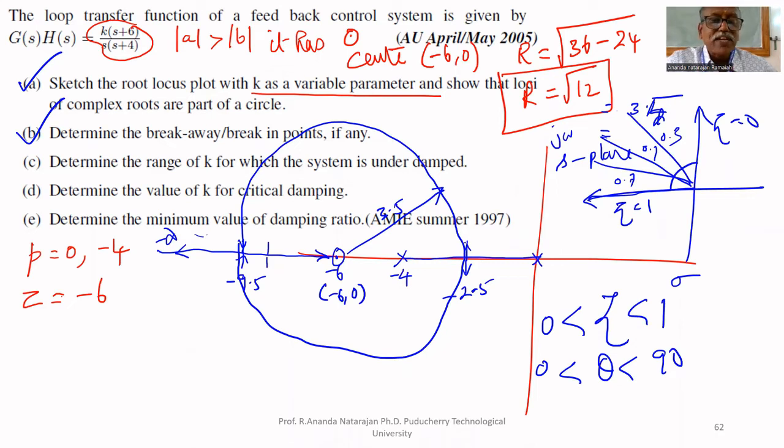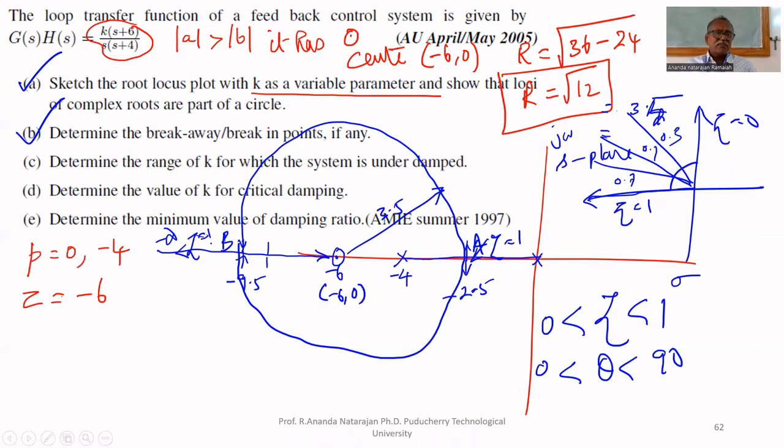It means if it is on the circle, it is underdamped. Not exactly at the breakaway point; except the breakaway points, all other points on the circle are underdamped. Am I correct or not? All points on the circle, except on the real axis, are underdamped points. Except this point A and B, all other points on the circle are underdamped. At A, zeta equal to 1. At B, zeta equal to 1. All other points are zeta less than 1.